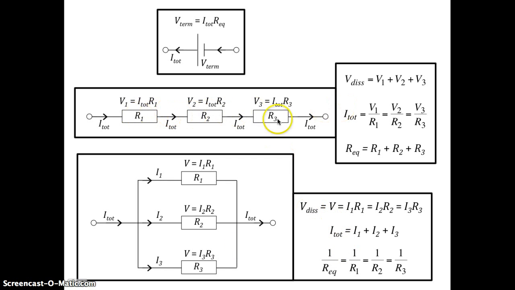In the series case, the total voltage dissipated by the three resistors is just V1 plus V2 plus V3. Over here, on the other hand, the voltage dissipated by R1 is equal to the voltage dissipated by R2, and it's equal to the voltage dissipated by R3. And we can apply Ohm's Law, V equals IR, which is what I've done in these equations here, and in these equations, as well as here and here. And then I've also written in the equivalent resistance equations.